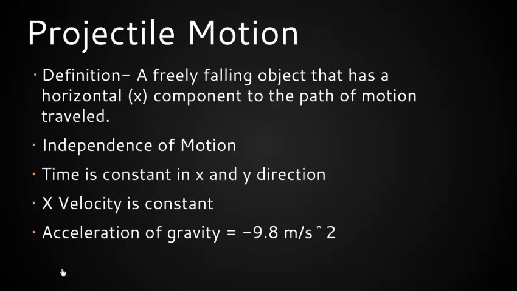Projectile motion is a free-falling projectile that has a horizontal component to the path of motion traveled. It is independent of motion, meaning it has no other force acting upon it but gravity, and air resistance is negligible. Time is constant in the x and y direction, and the x velocity is constant. Acceleration is always, again, negative 9.8 meters a second squared.